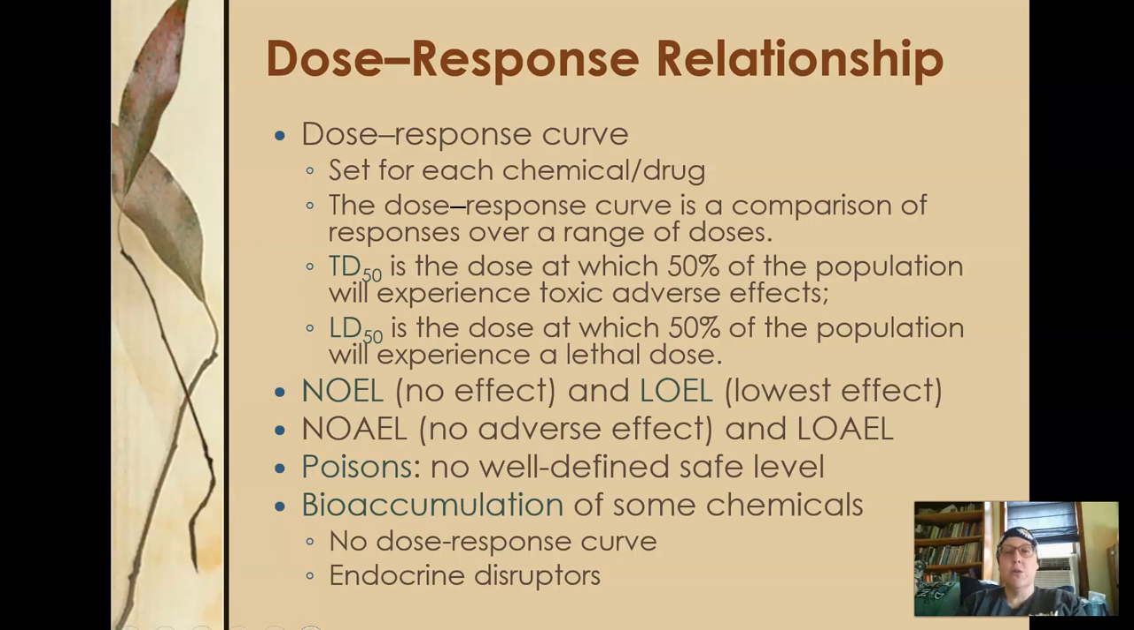So let's talk a little bit about the dose response relationship. There's a saying that the poison is in the dose, right? And there is a dose response curve that is set for each chemical and each drug. The dose response curve is a comparison of the responses over a large range of doses. And there are several designations. TD50, think toxic dose 50, is the dose at which 50% of the population will experience a toxic adverse effect from exposure to the drug and/or chemical.